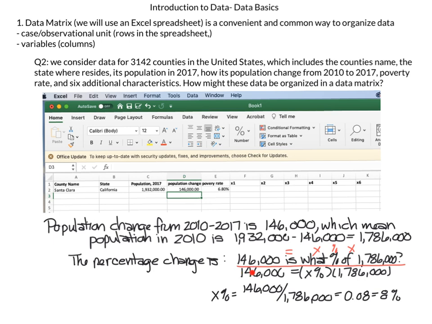It's 146,000 equals X percent of means multiply, and then you have your second number. So this is the equation you have. To solve the equation, you're going to divide both sides by the 1.7 million, and you get 0.08, which converting to a percentage, you move the decimal over two places, and you get 8%.